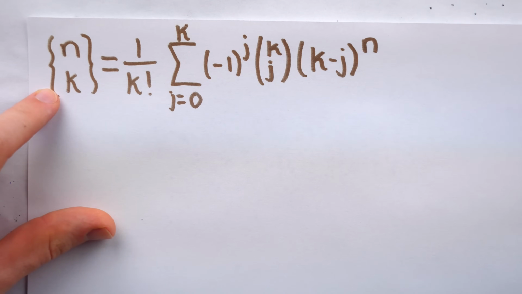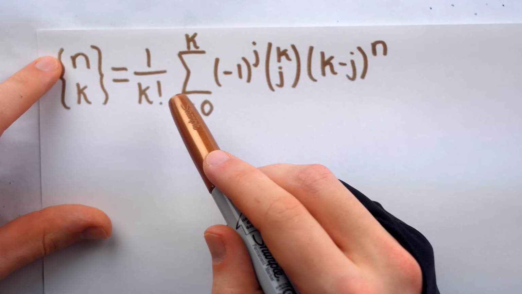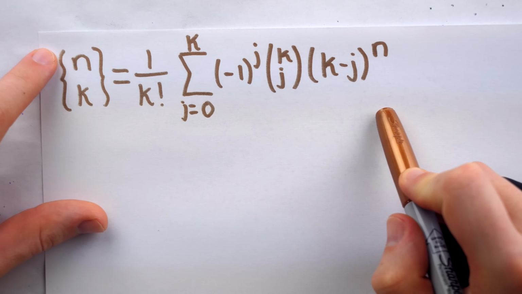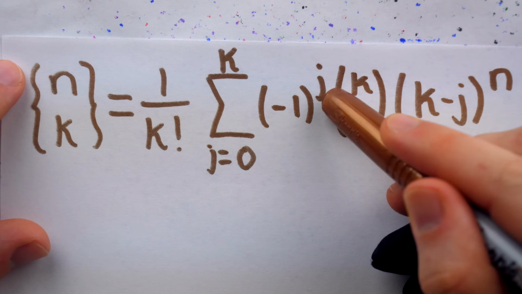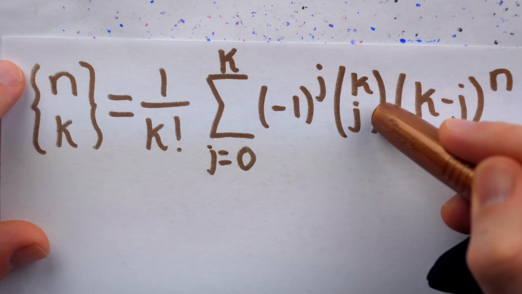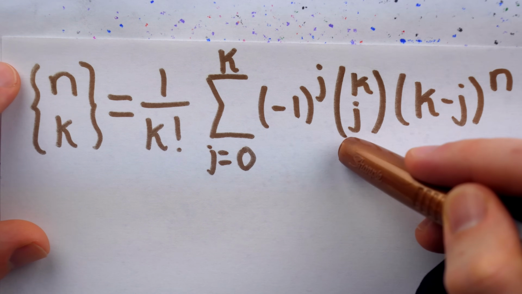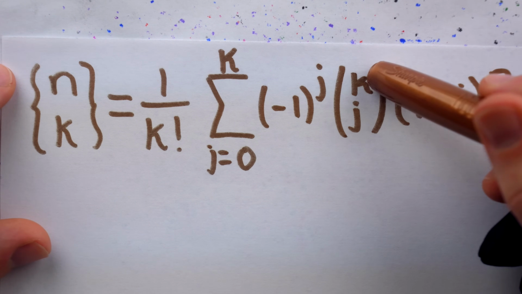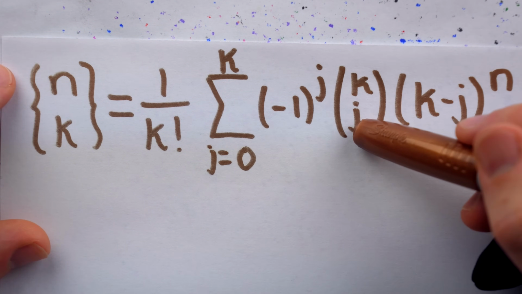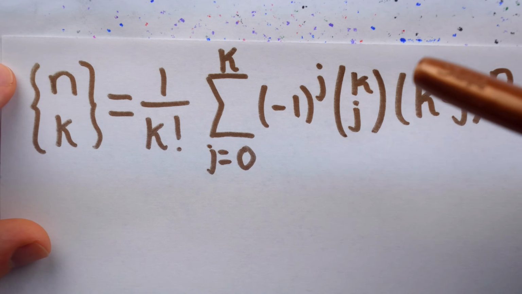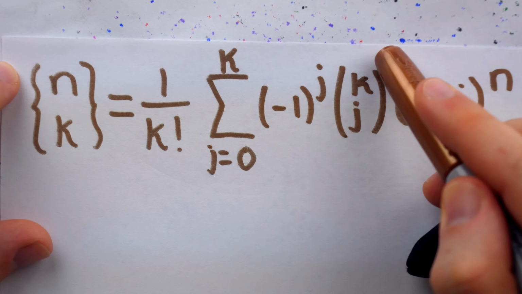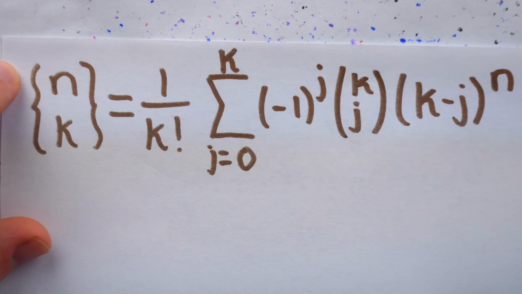N subset k, the Stirling number of the second kind, is equal to 1 over k factorial multiplied by this sum. Now though, if you know your binomial coefficients, you know that this, k choose j, can be written with a k factorial in its numerator. It's k factorial divided by j factorial times k minus j factorial. So in fact, we might as well bring this 1 over k factorial inside the sum to cancel out that k factorial from the binomial coefficient.